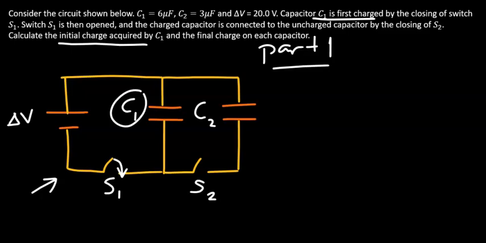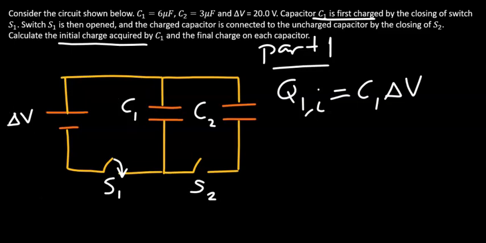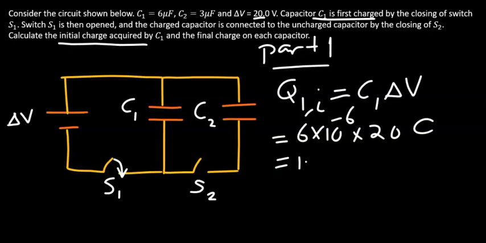Now we know the formula. Charge on C1, let's call it the initial charge on C1, equals C1, the capacitance of this capacitor, times the potential difference across its terminal, which is delta V. C1 is given to be 6 microfarad, micro is 10 to the power minus 6, delta V is 20 volts, and that's going to give you the answer in coulomb. And the answer is 1.2 times 10 to the power minus 4 coulomb. And that's the answer for the initial charge acquired by C1.